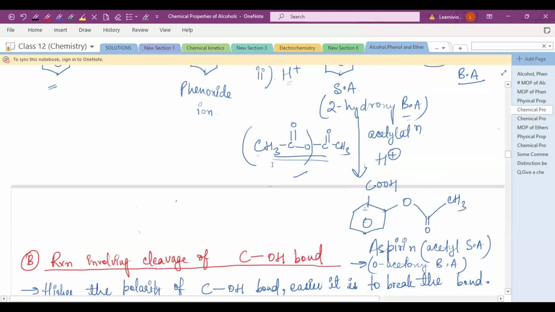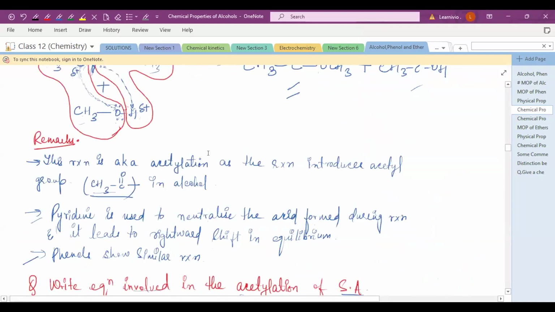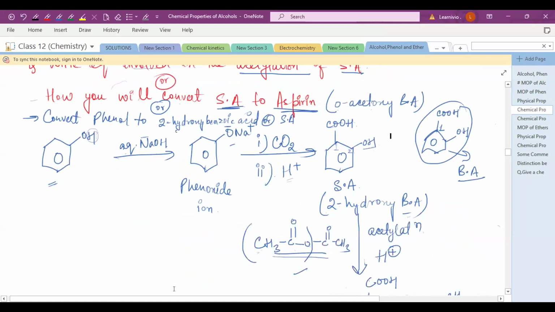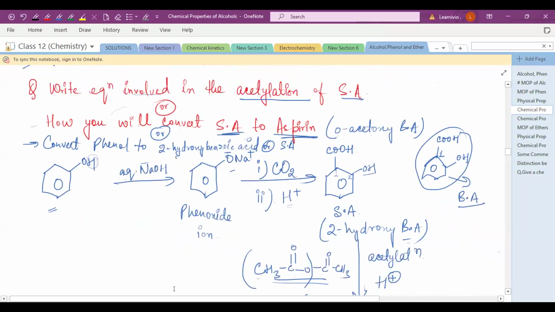Yeah, so these three or anything they can ask. They will ask a direct question, or they can give you a conversion type question, right? So how you will convert salicylic acid to aspirin? Like, write the equation involving the acetylation of salicylic acid. So both have the same reaction and same mechanism.